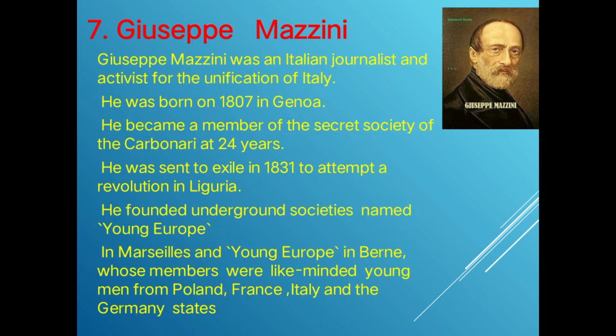Giuseppe Mazzini was a revolutionary and an Italian journalist who played an active role in the unification of Italy. Born in Genoa in 1807, he became a member of the secret society Carbonari. At the age of 24, he was sent into exile for being a part of the revolution at Liguria. He founded two underground secret societies named Young Europe and Young Italy.